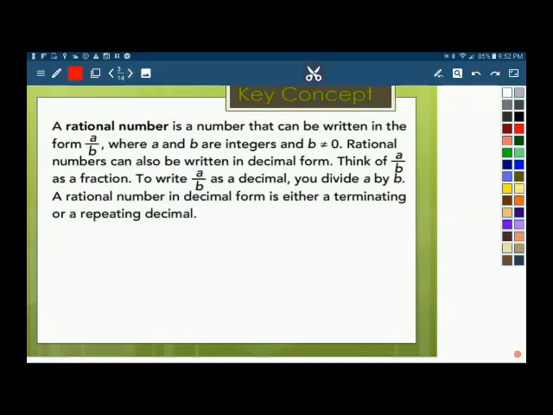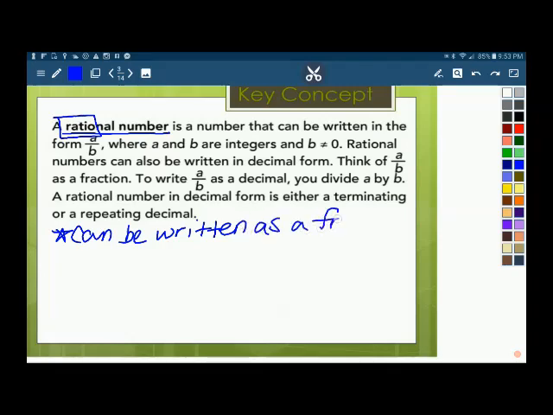So the key idea here, I'm not going to read this whole big paragraph. You can if you like, but really what this is saying is a rational number, root word ratio, is a number that can be written as a fraction. Okay, so that's what I'm going to write down here in our language. Can be written as a fraction. There are certain numbers that cannot be written as a fraction. There's no possible way to convert them into a fraction.